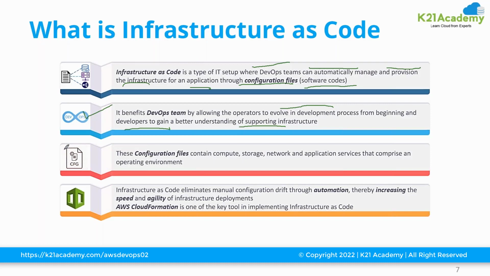These configuration files contain compute, storage, network, and application services that comprise an operating environment. As I said, the core services I listed out, anything you require to run your application, all those core services will be present in this configuration file. And the other thing is that we might be thinking, considering there might be 5 or 6 services.